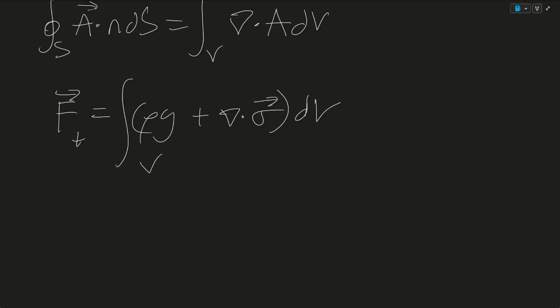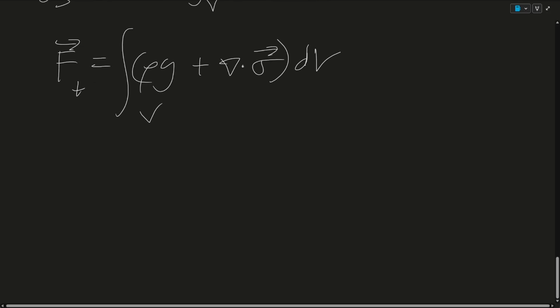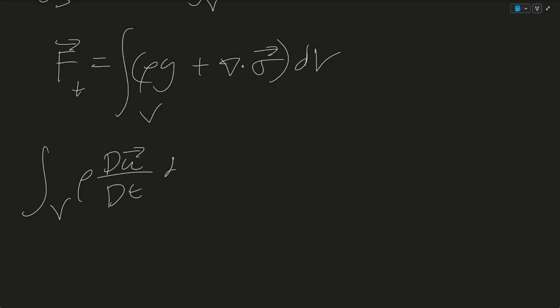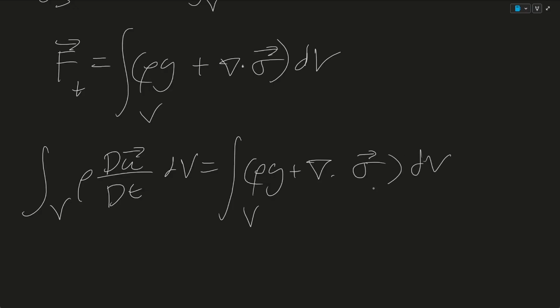Now we can equate these two, and hopefully by the end of this couple of bits we'll have the Cauchy momentum equation. But the integral over V of rho du/dt dV is equal to the integral of rho g plus the divergence of that, dV.